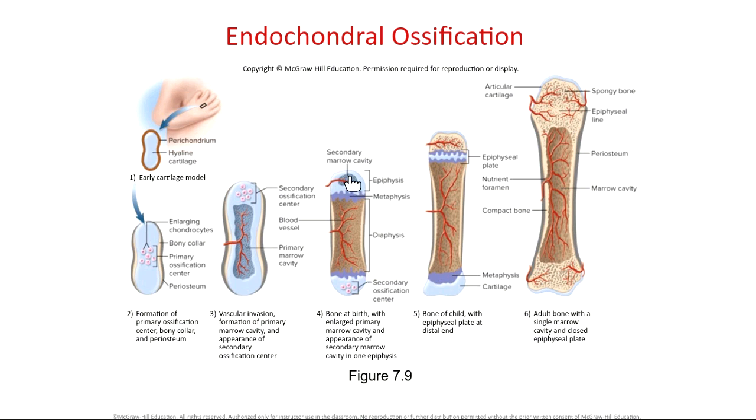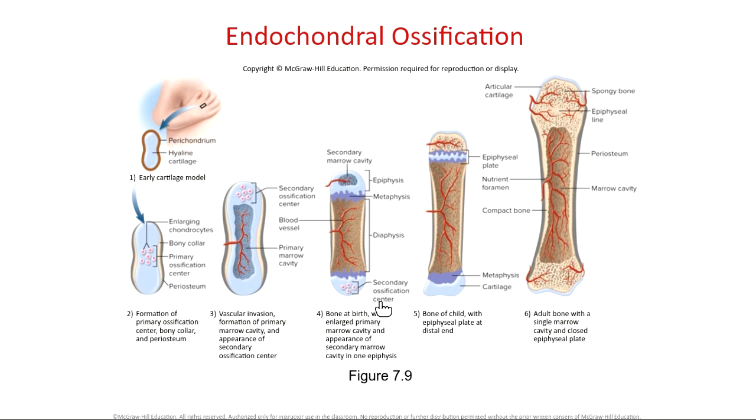And now at the ends, at the epiphyses, we're going to see further development of these secondary ossification centers. Remember, there will be a secondary ossification center at each epiphysis. Just like we saw with the primary ossification center, at the secondary ossification center you start to see the invasion of vessels. Blood vessels are now coming into this area, and they're going to be providing nutrition to help further develop these epiphyses.